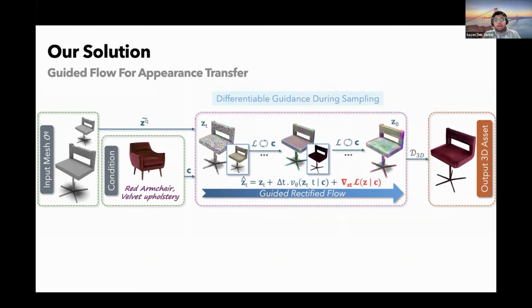If you're familiar with universal diffusion guidance, that is basically when you are trying to sample from the latent space in a diffusion model, what you do is you try to sample for n number of steps.